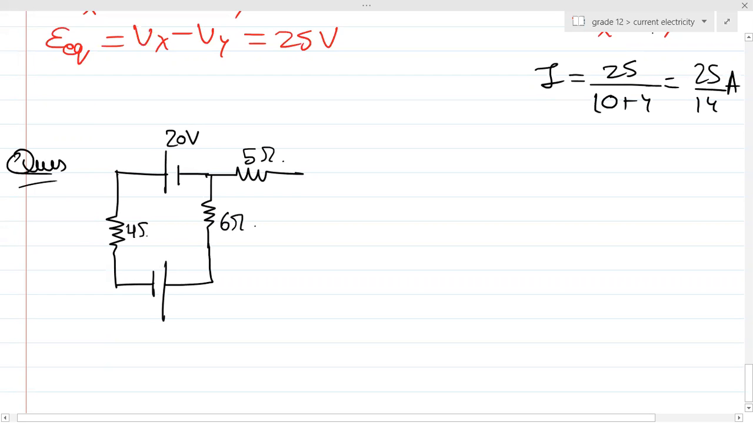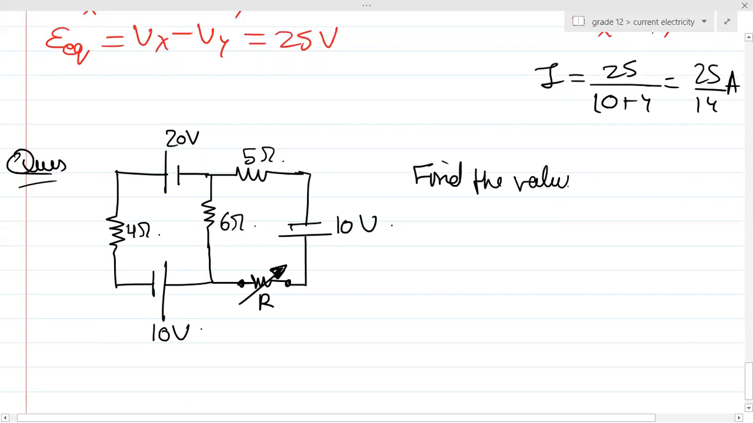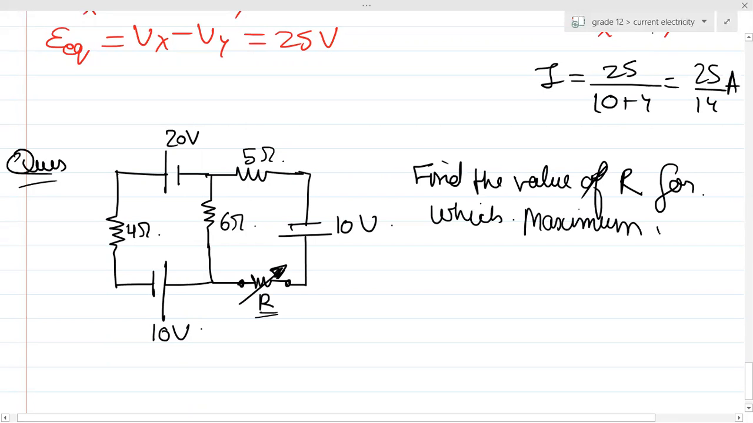So, 6 ohm, 4 ohm, and we can start with this: 5 ohm, 6 ohm, 4 ohm, 20 volt, 10 volt, another 10 volt, and this resistance R, which is variable. Now the question is, find the value of R. You don't know the value of it. So find the value of R for which maximum power is transferred to it.